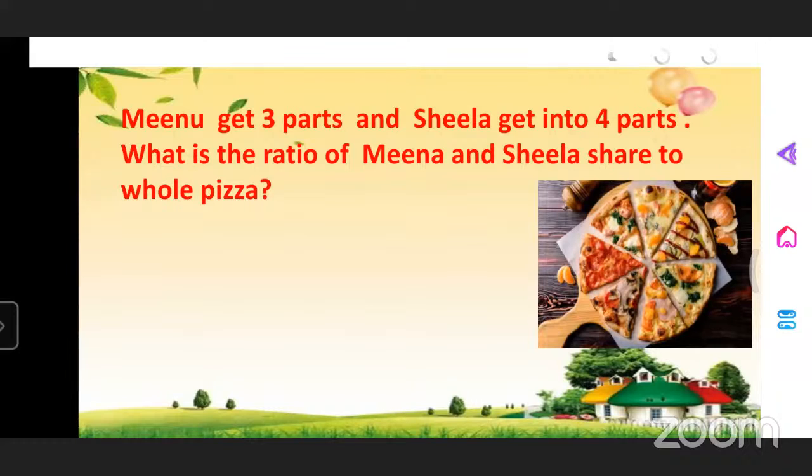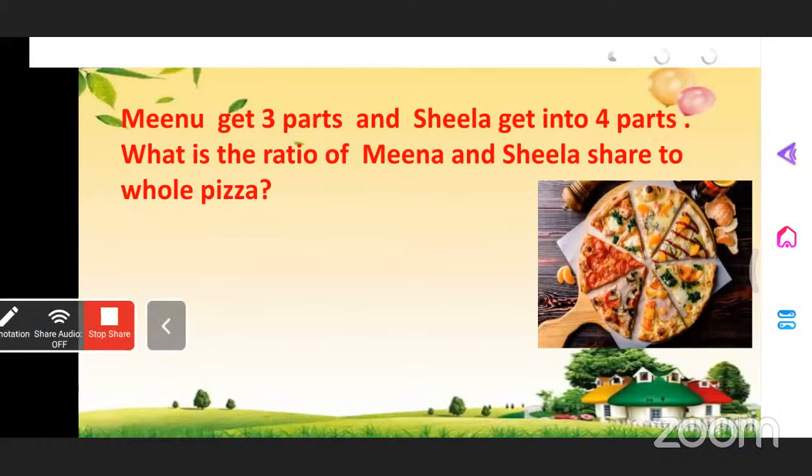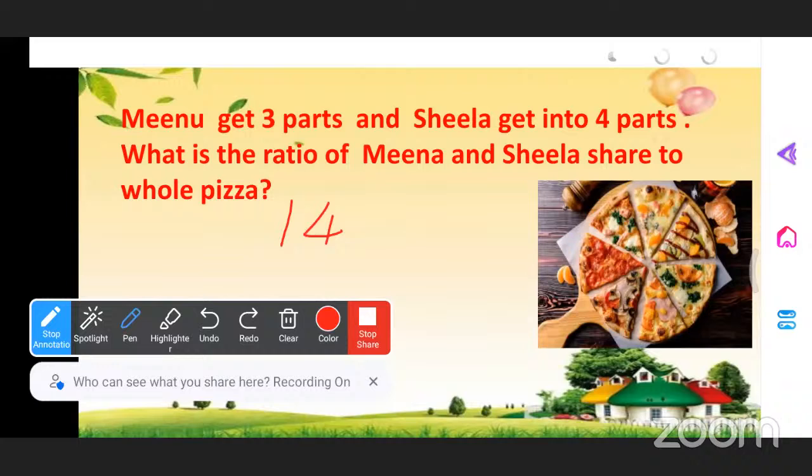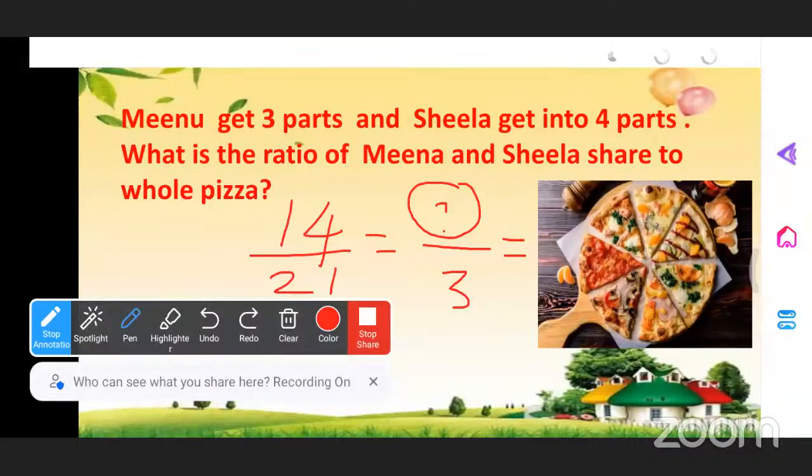Yesterday I gave the missing term question also. So find the missing term: 14 divided by 21 equal to unknown value. Here the upper part is the unknown value, so I write the question mark. Divided by 3 equal to 6 divided by unknown value. So I write the question mark.